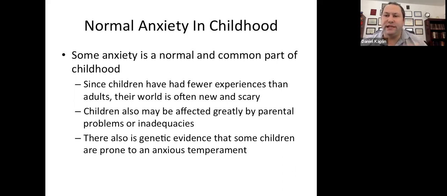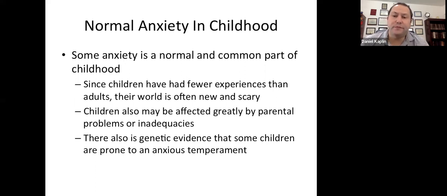And separation anxiety in a normal sense hits its peak around 2 years old, but it starts to subside. And what we're going to talk about is when that anxiety is still present, but should have subsided. But as I said, some anxiety is normal and it's a healthy, common part of childhood. And the world can oftentimes seem new and scary because many children don't have the same knowledge and experience as adults have.